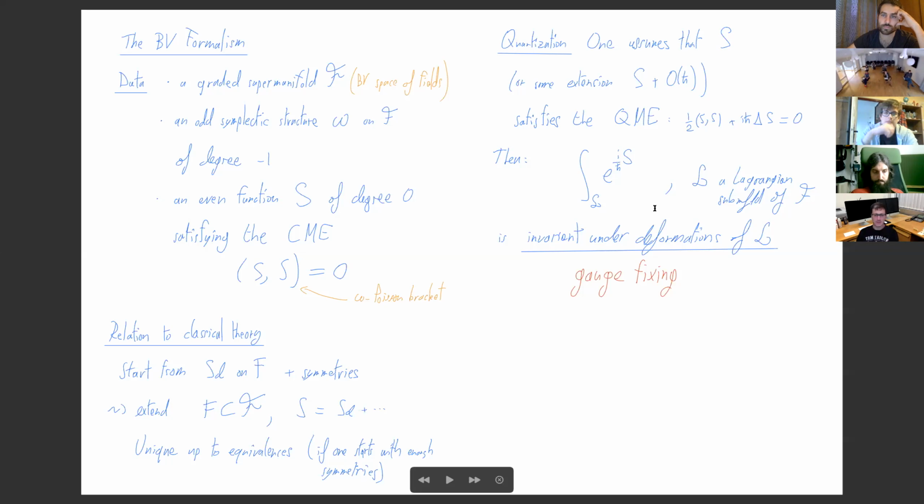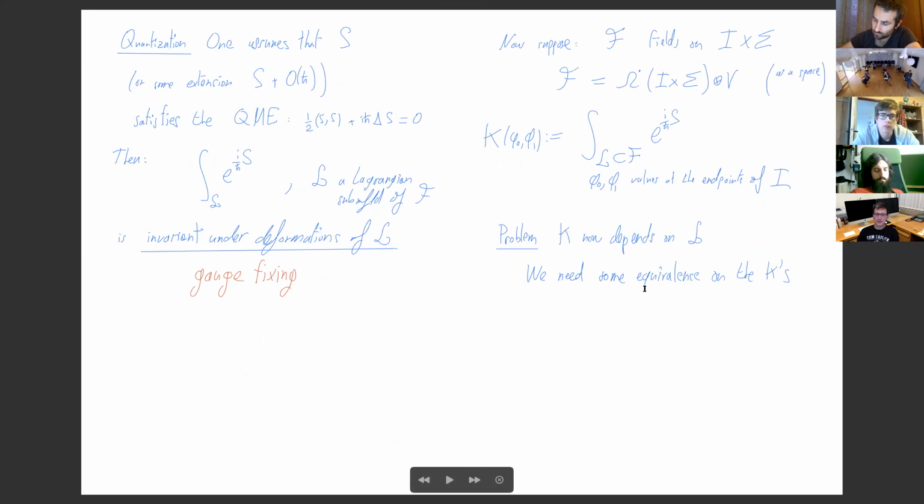And now the application of this is to think of this as gauge fixing. So the choice of this Lagrangian submanifold is what corresponds to the physical prescription to make a gauge fixing. And this theorem tells you that this result is invariant under deformations of L, which is what you want to have. So basically, you want to be sure that when you change your gauge fixing, the result doesn't change.